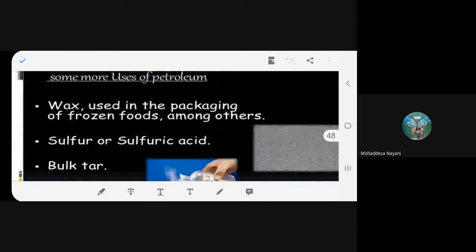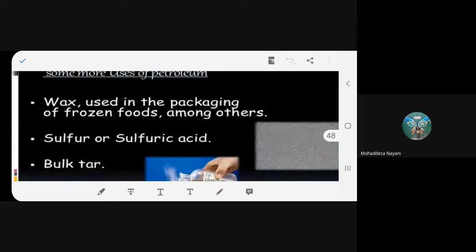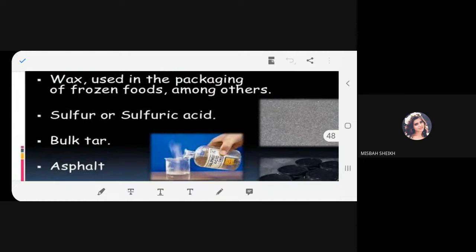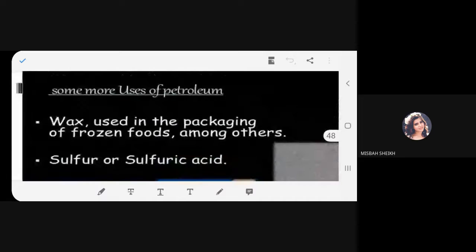Now, what else do we get from petroleum? Please read. Wax used in the packaging of frozen foods, among others. Sulfur or sulfuric acid, bulk tar, and the last one, asphalt. So these are the things that we obtain from the petroleum.